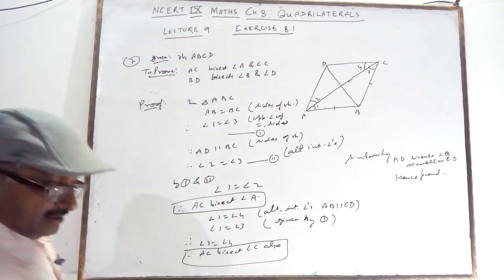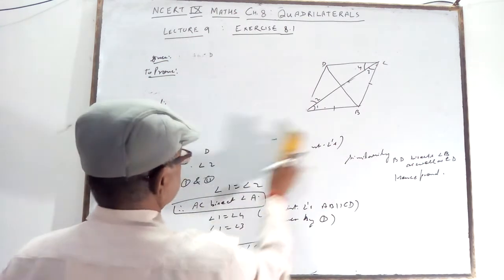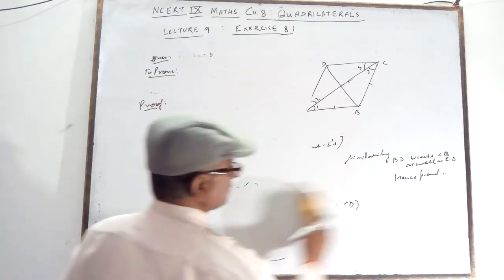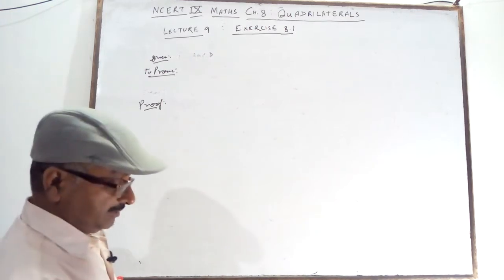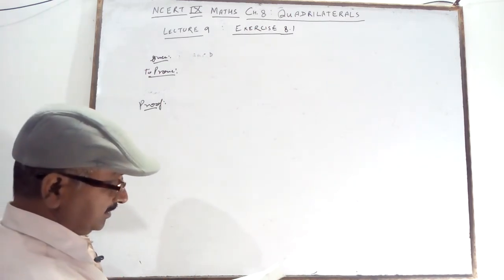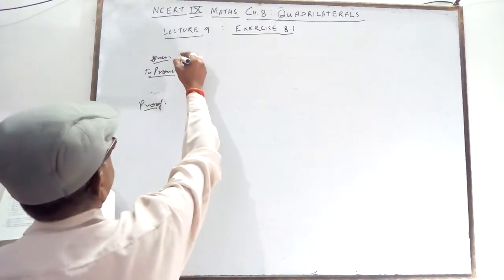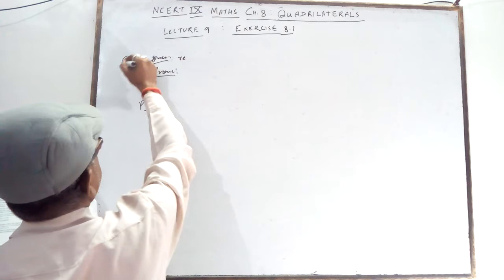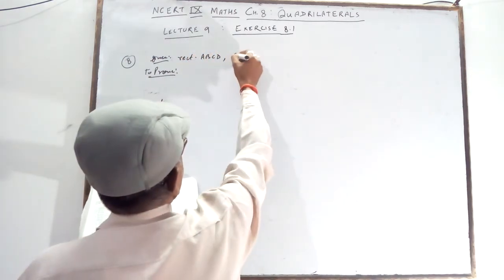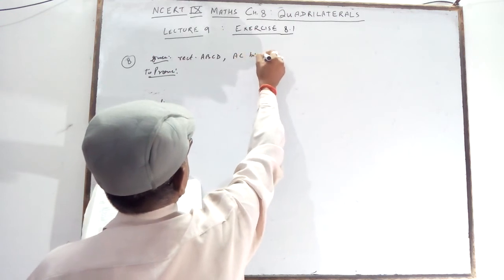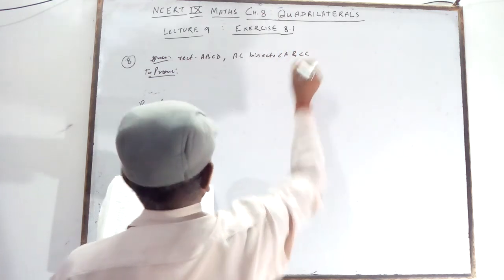Question number 8. ABCD is a rectangle. What is given? ABCD is a rectangle, and rectangle properties you just recall. ABCD is a rectangle in which the diagonal AC bisects angle A as well as angle C. Rectangle ABCD, AC bisects angle A and angle C.